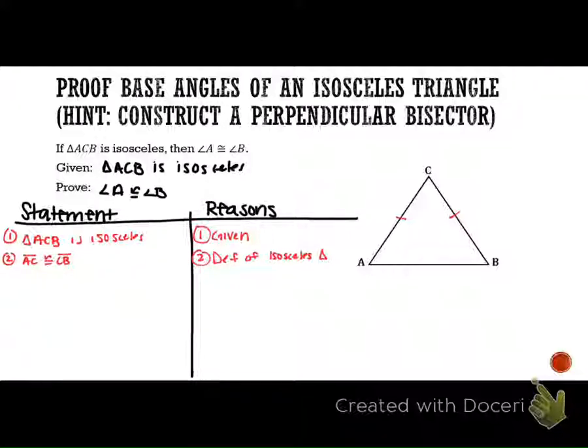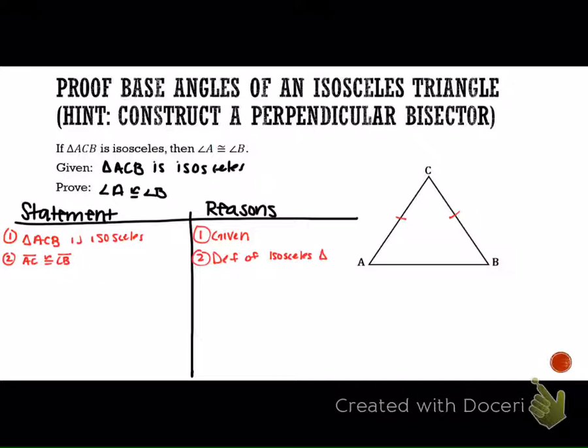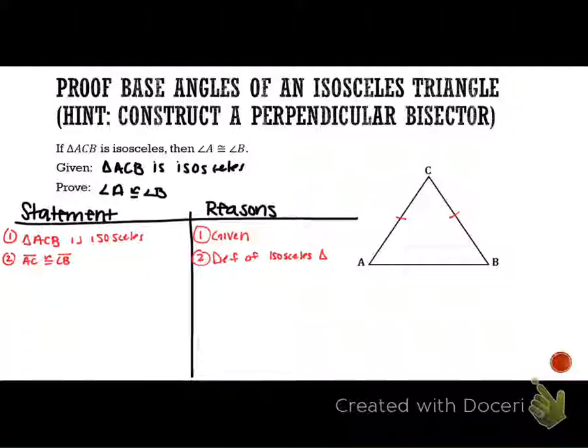So I dropped a perpendicular bisector. So go ahead and just drop a line from C. You don't have to draw all the arcs and stuff. I'm just constructing it to show you guys something. So I constructed a perpendicular bisector. What do we know because we constructed the perpendicular bisector?